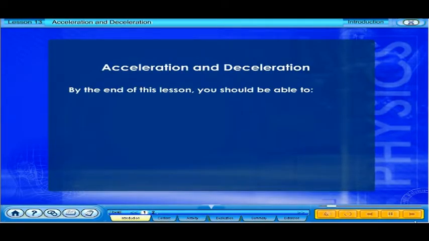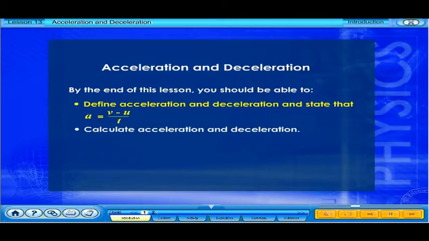By the end of this lesson, you should be able to define acceleration and deceleration and state that a equals v minus u over t. Calculate acceleration and deceleration.